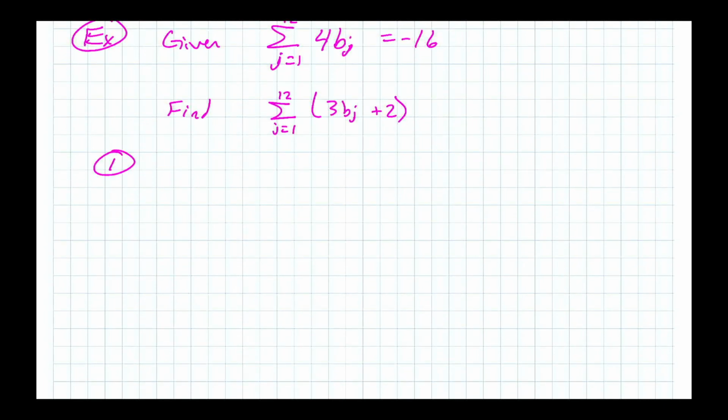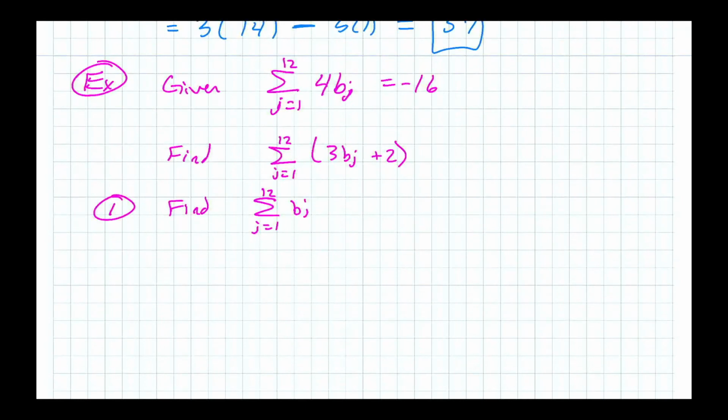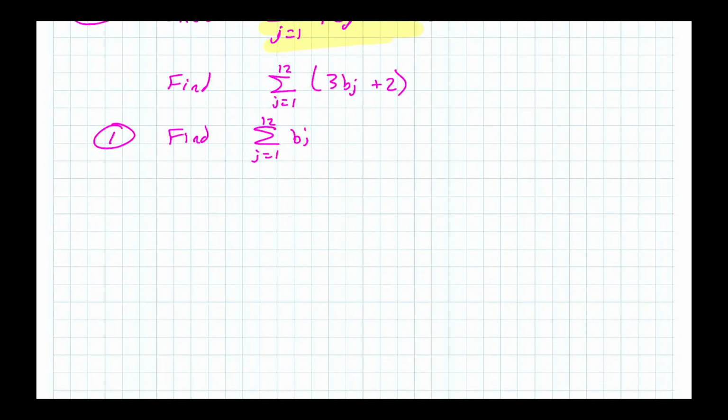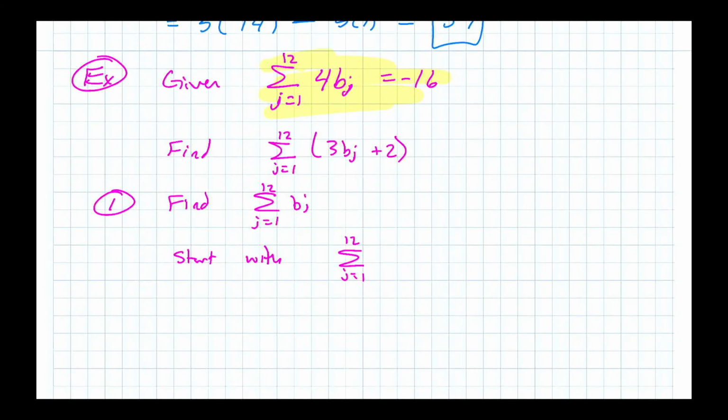So the first thing we're going to do is find just the sum of bj. That's how we're going to start. We're going to start with that given information, right? So let's write that down. Start with the sum as j goes from 1 to 12 of, what was it, 4bj equals negative 16.